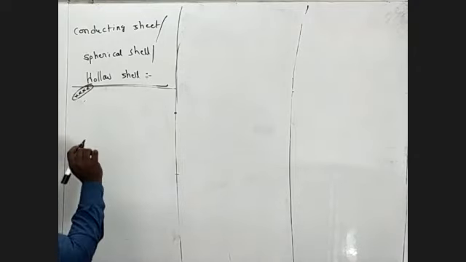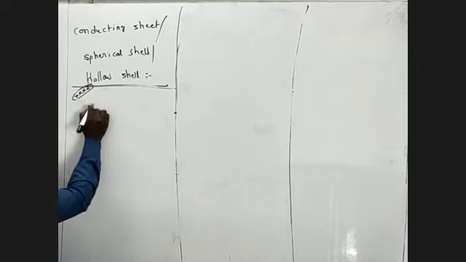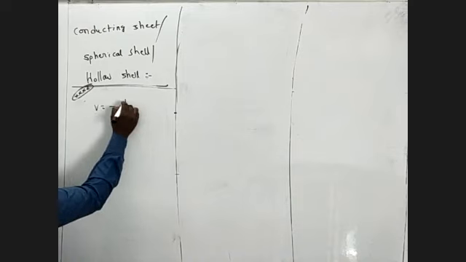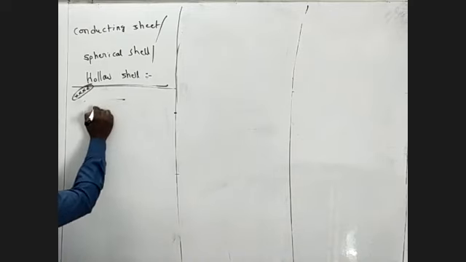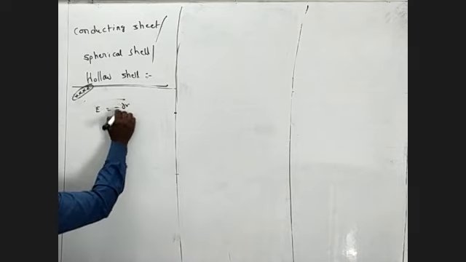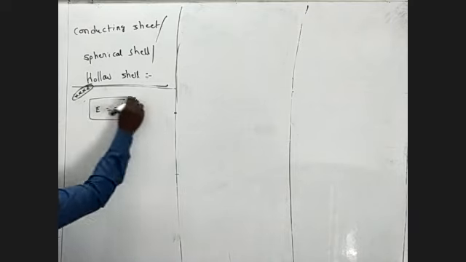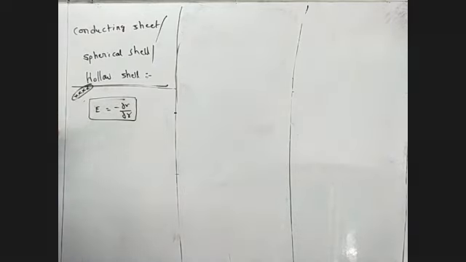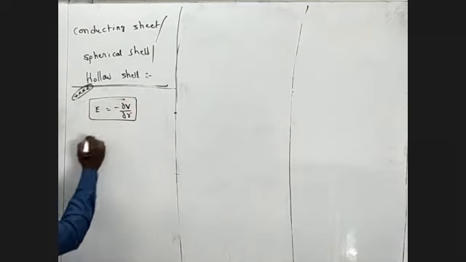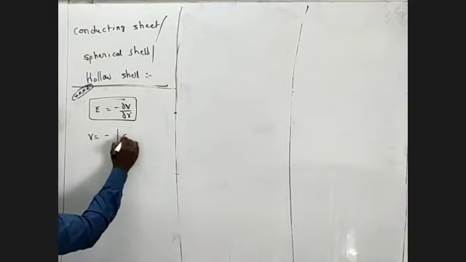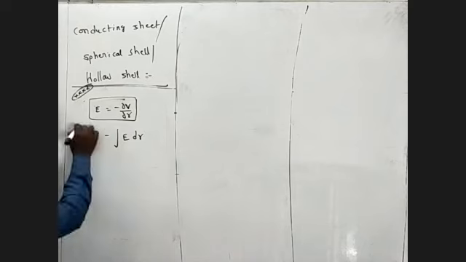Next, we know the relation. I'm not explaining this derivation in this class; next class I'm going to explain it. E is equal to minus dV by dr. This is a relation between electric field and electric potential. So V is equal to minus integral of E dr. Keep this relation in mind.